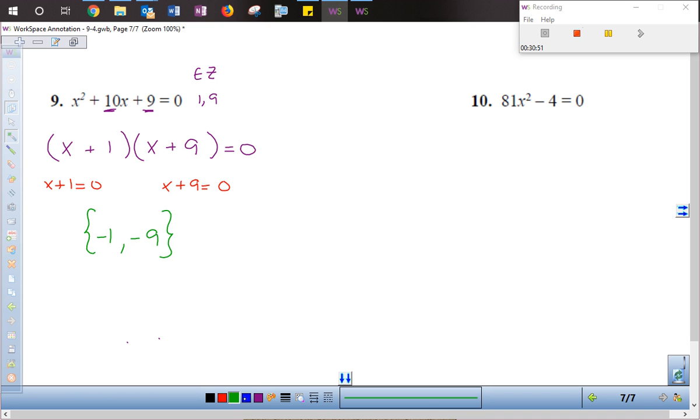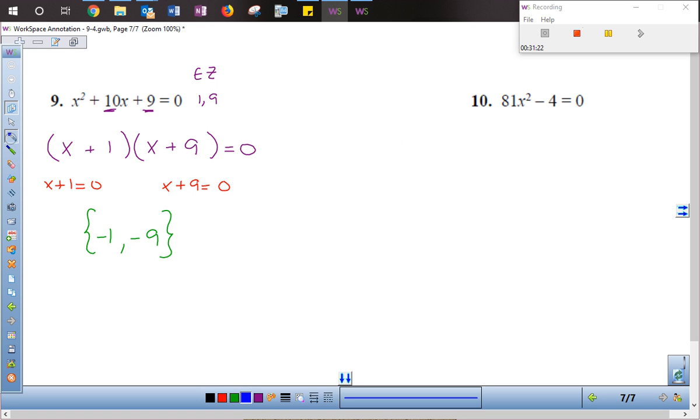On number 10, again, if we go through our process, first of all, I want to see if there's a greatest common factor. So the factors of 81 and 4, let's list the factors of 4 first. I have 1 and 4 and 2 and 2. Well, 81 is odd, so 2 can't go into it, and if I take 81 divided by 4, it also doesn't work, so there's no greatest common factor.